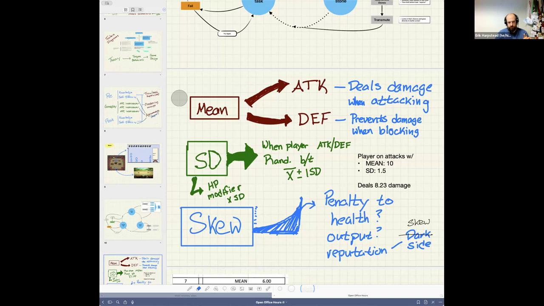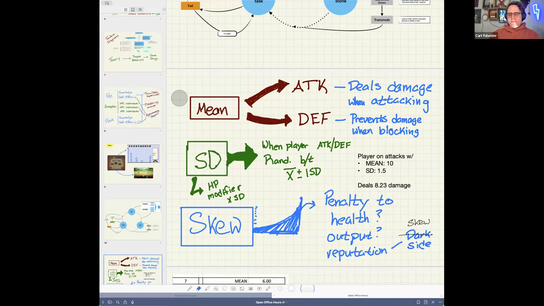So is this like sampling from a normal distribution? Yes. Sorry, I didn't explain that. We're sampling from between one standard deviation of the mean, to determine how much damage is either dealt or negated. Got it. And the standard deviation also provides an HP modifier, and I'll show that on the next slide.